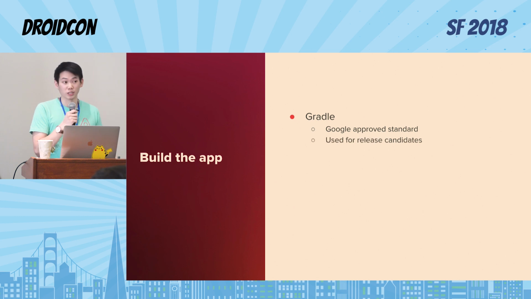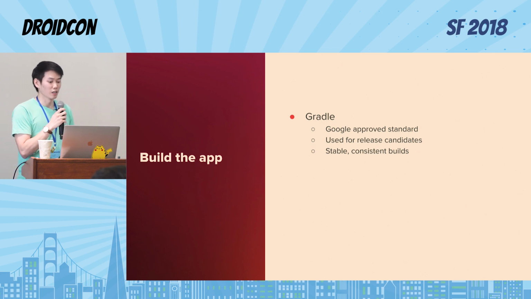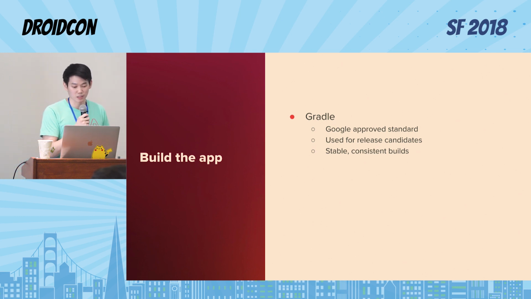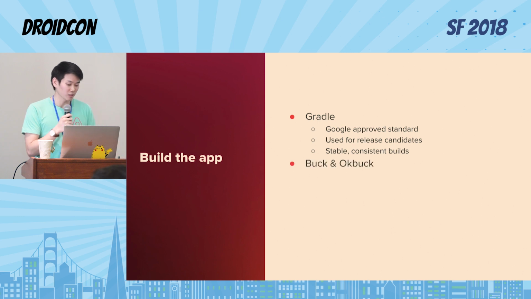We actually use it to release. So every release build is built with Gradle. And it's fairly stable. They're consistent builds. But the problem maybe is that it's kind of slow for us. So we actually use Buck and OKBuck.